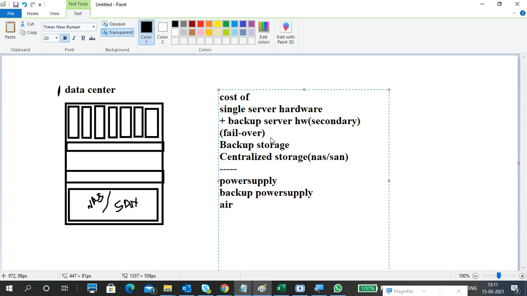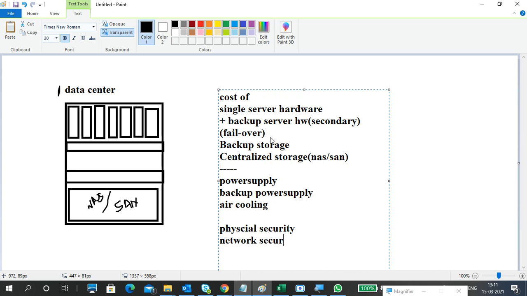Air cooling system. Again, air cooling comes up. Air cooling means temperature maintenance. Humidity maintenance is there, fire extinguishers are required, physical access protection is there, physical security is required, and network security is required.